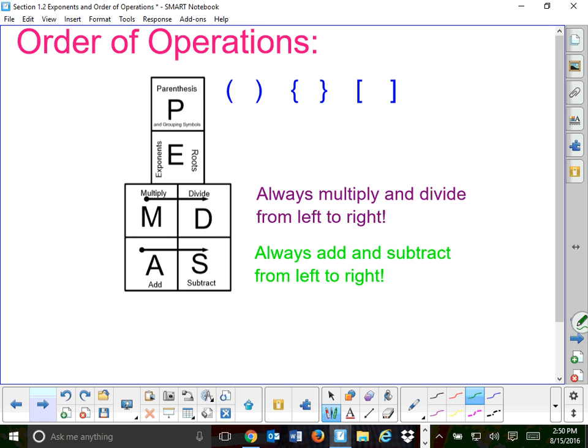So here's what we have. We have the order of operations. And you'll see this on a poster in the classroom at the back, and it'll be up all year long for you guys to look at.